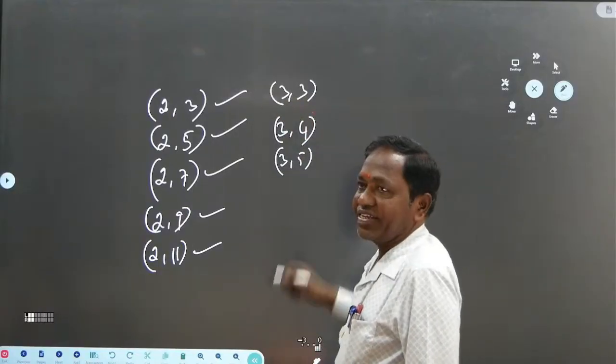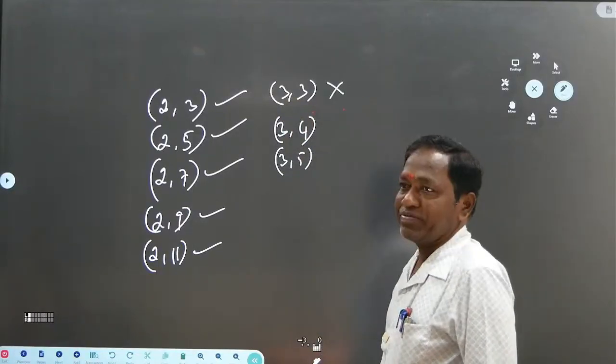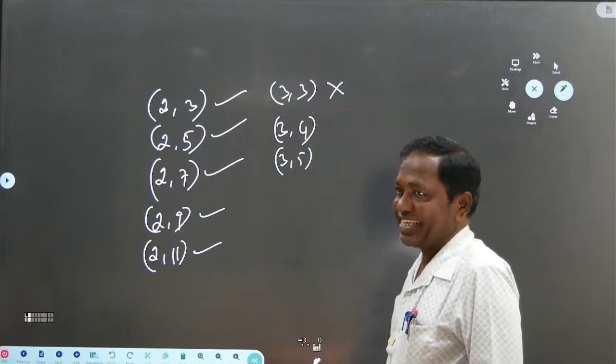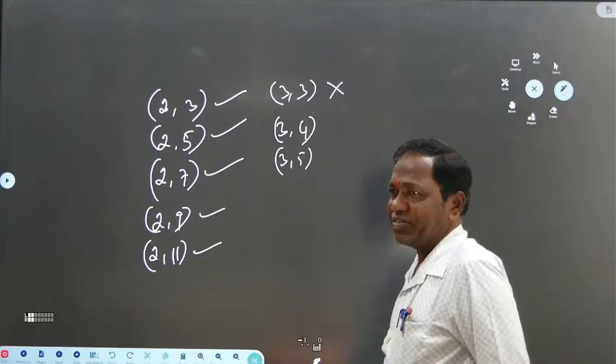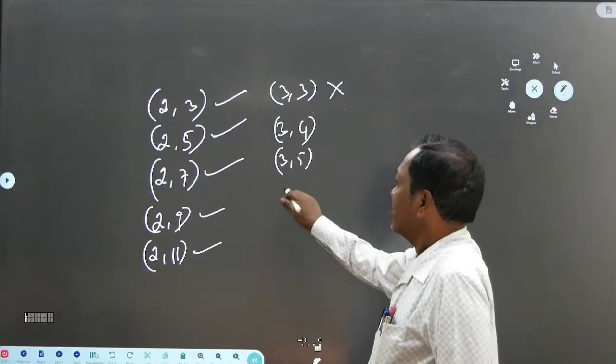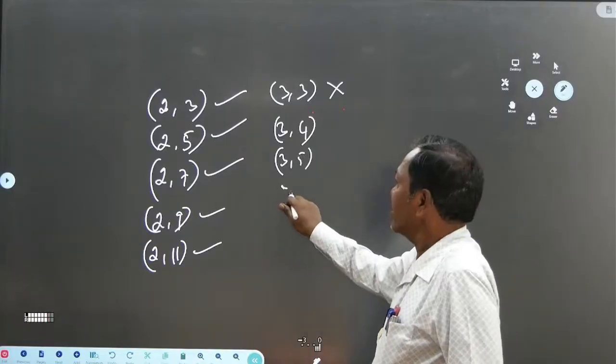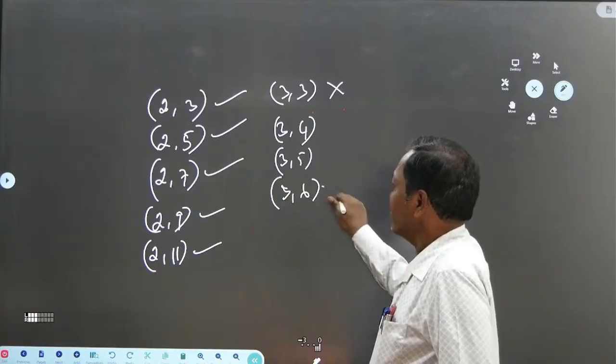Then the HCF is 3. This is not co-primes. Both numbers are divisible by 3. It's like that. 2 also you can take. Either way you can take. Not a problem. 3, 5. 3, 6 is not possible. Again, if you take 3, 6, no, it's not that.